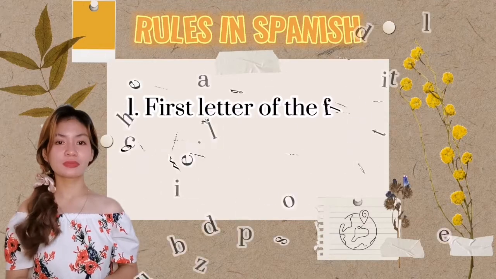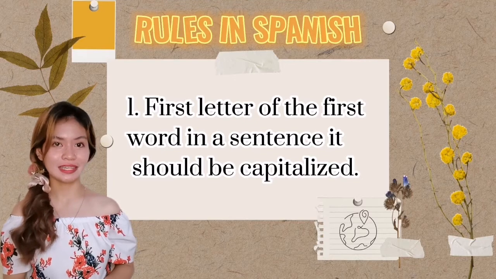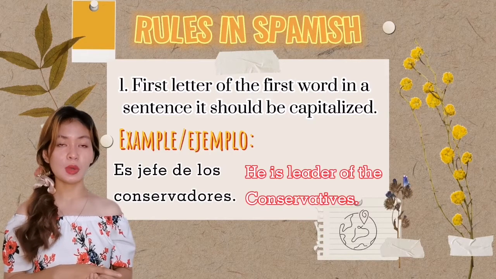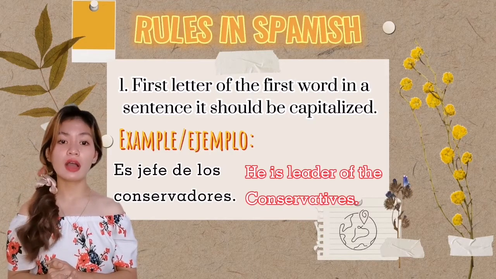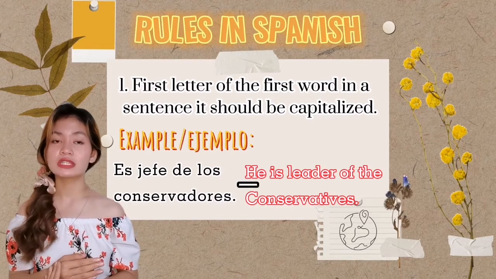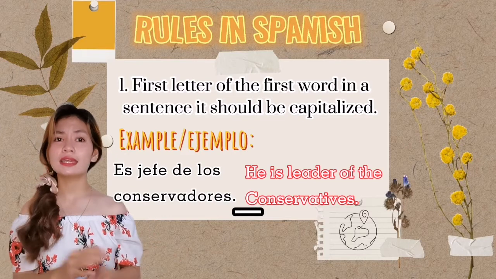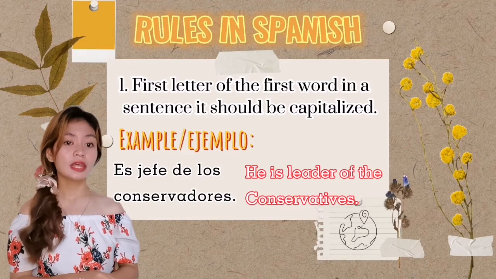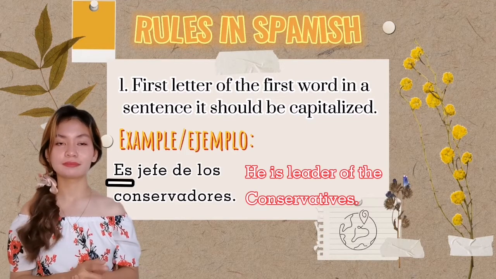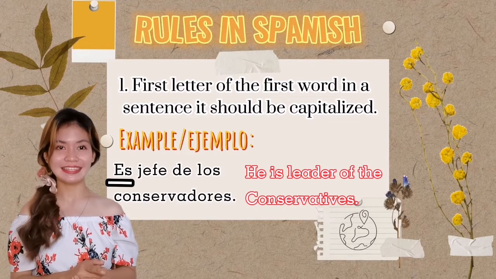The first rule is that the first letter of the first word in a sentence should be capitalized. For example, the sentence "Es jefe de los conservadores," which in English is "He is leader of the conservatives." In English, the capitalized letters are the first letters, the T, the H, and the C in conservatives. While in Spanish, "Es jefe de los conservadores," only the first letter is capitalized, which is the E. This is the first letter in the sentence.